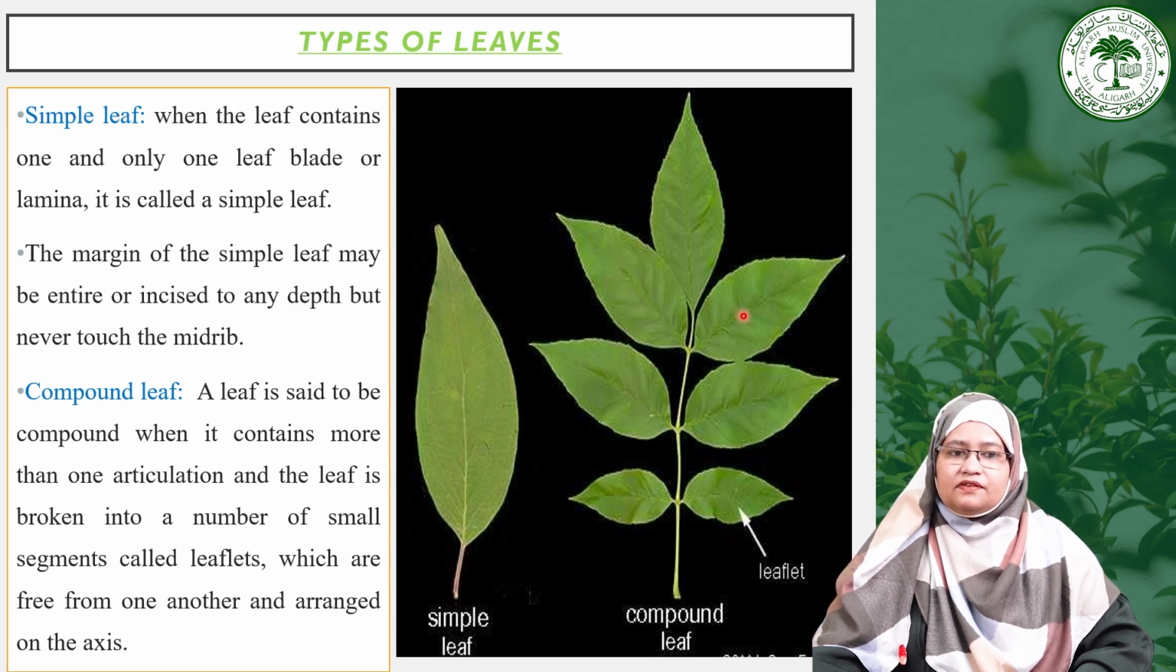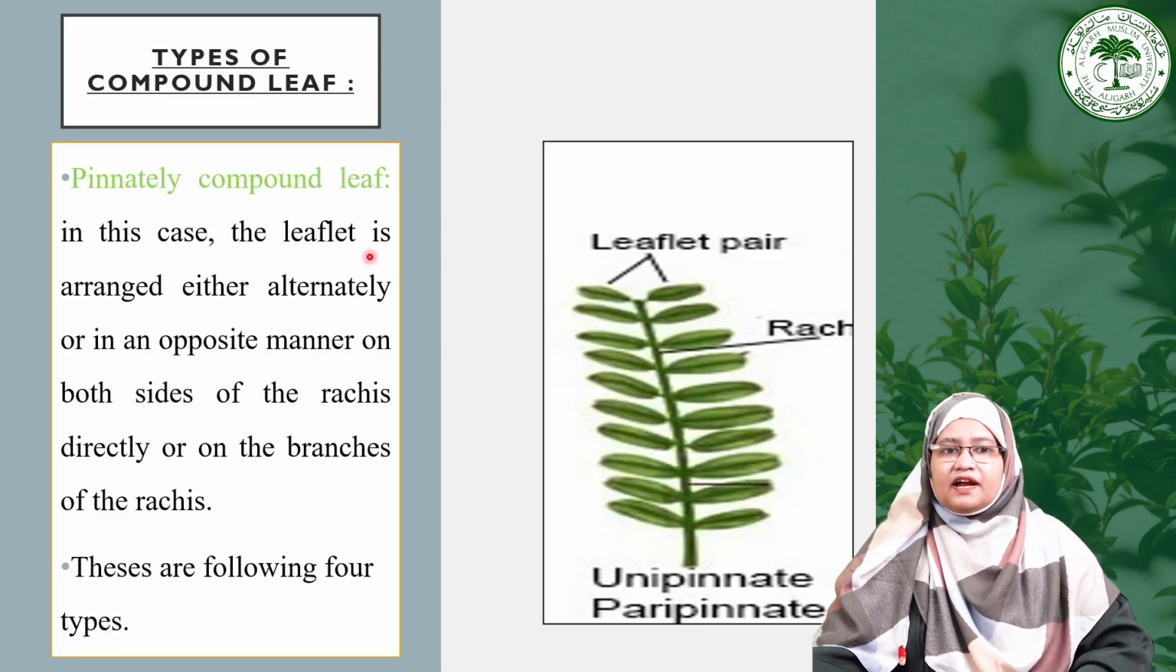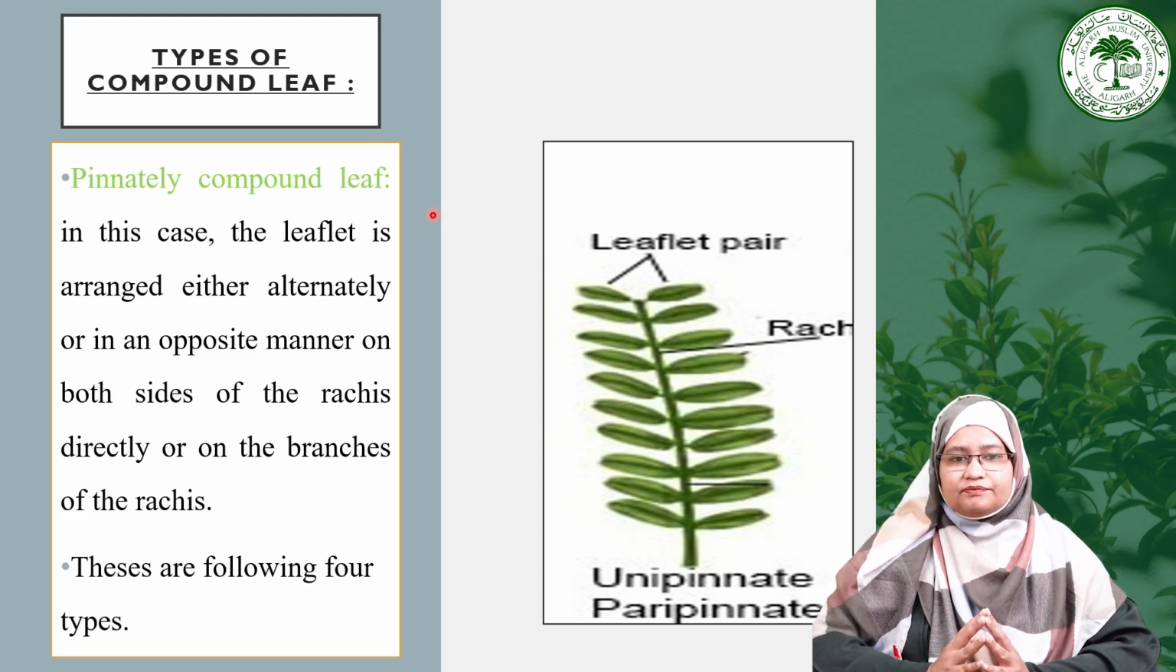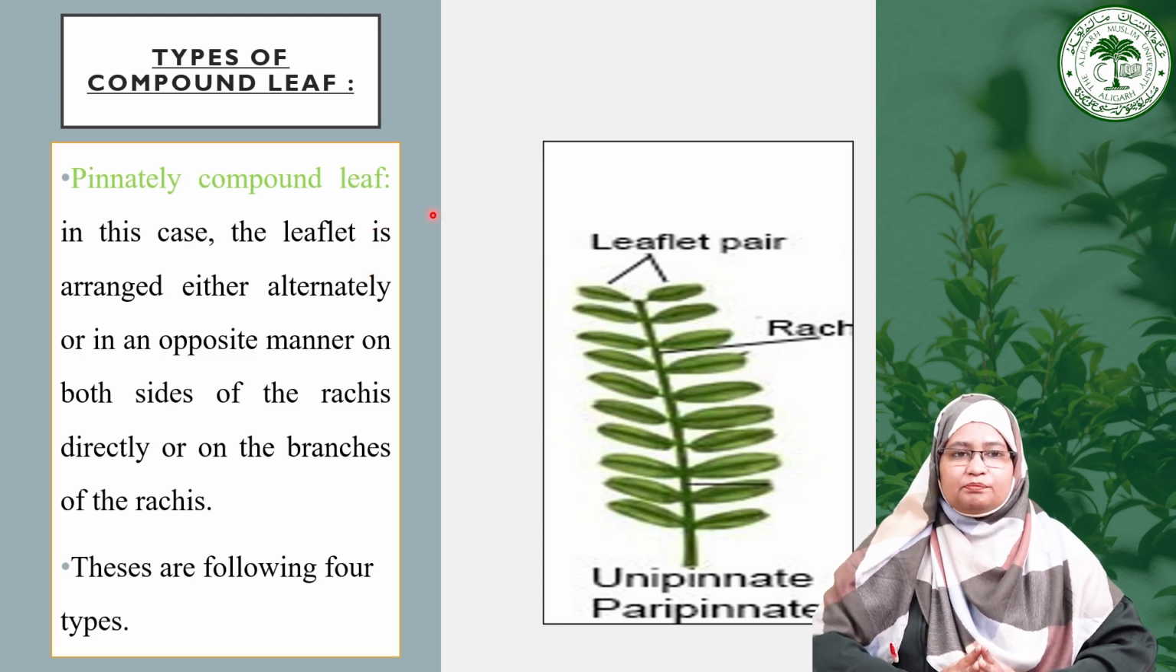Then the next type of leaf is called the compound leaf. In this type of leaf, the lamina is divided into many segments, and these segments are called leaflets. So this is the type of a compound leaf, and it is arranged on another axis. So this is a simple leaf and this is the compound leaf type. Further, the compound leaf is categorized as we have discussed earlier, either a pinnately compound leaf or a palmately compound leaf.